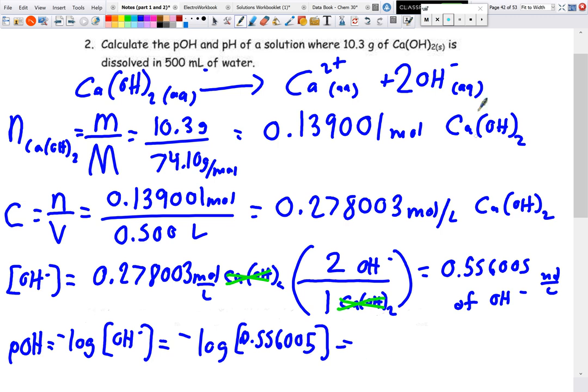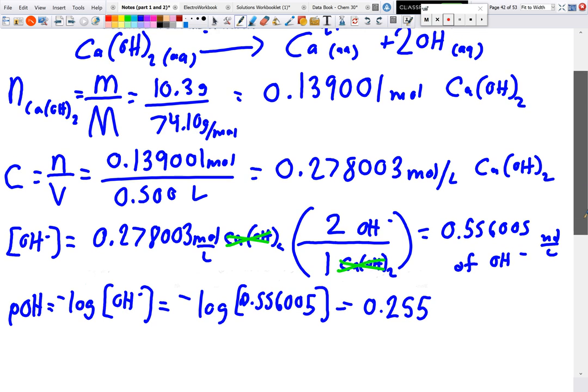And then, of course, when we plug this into our calculator, we get a pOH of 0.25, and with 3 significant digits because of 10.3 and 5.00, we should get 0.2549, and of course that rounds to 0.255.